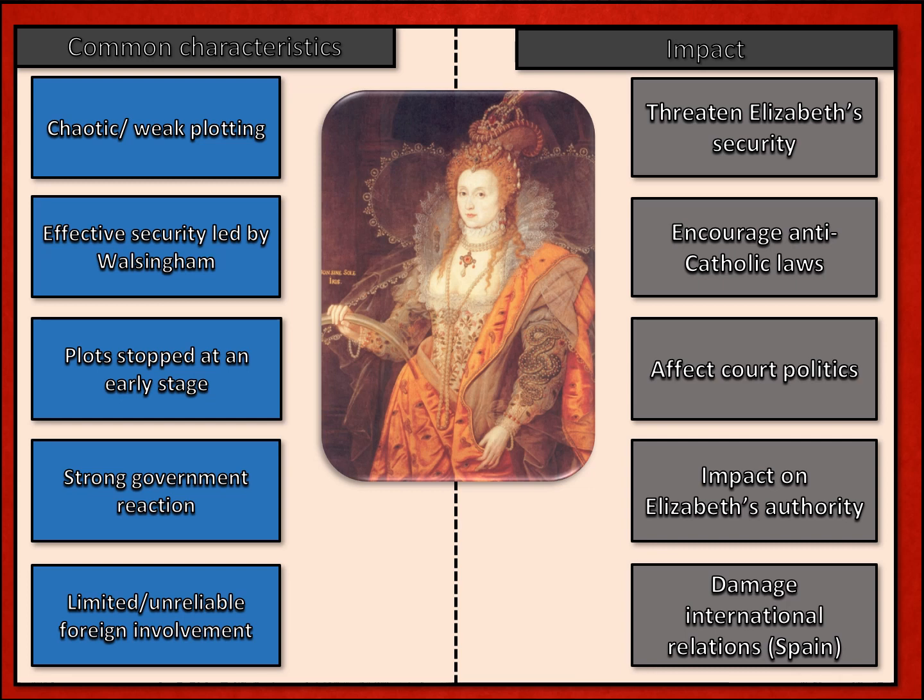And the plots have an impact on Elizabeth's domestic authority too, and it really makes it hard for her to fend off the more extreme pressures that she faced from the Protestant side of her court to pass anti-Catholic legislation. And the plots also feed into damaging international relations, particularly with Spain, ultimately culminating in the Spanish Armada.